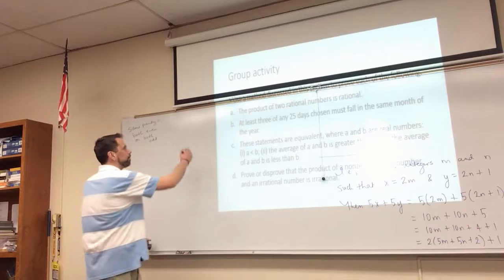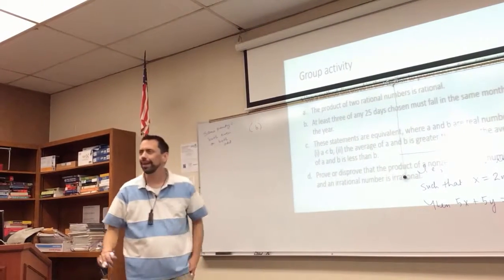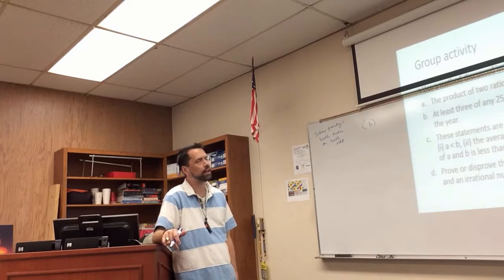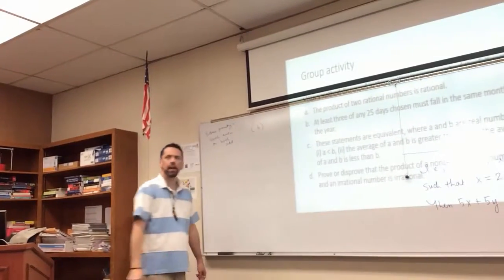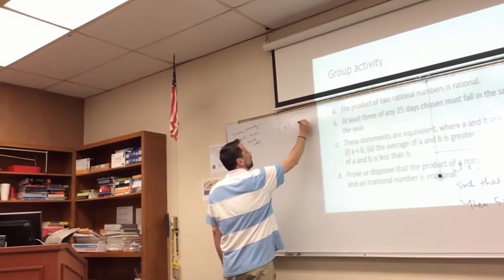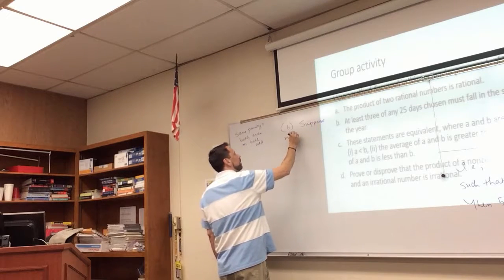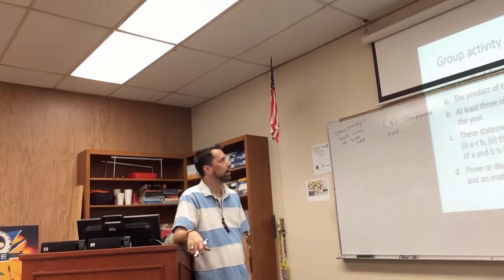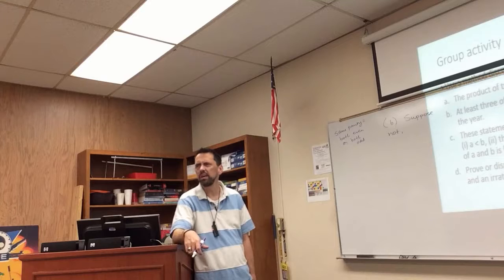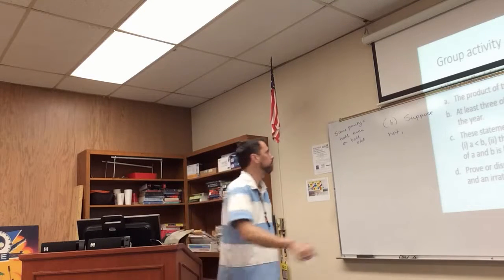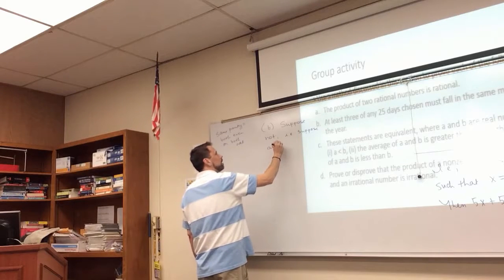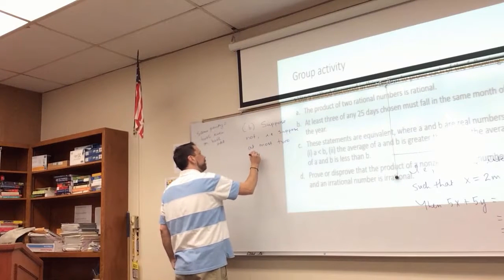Okay, so here's what I thought of for B. We're trying to prove at least 3 of any 25 days chosen must fall in the same month of the year. I was kind of thinking of a contradiction type thing. So here's what I was thinking: suppose not. Now let's think about what suppose not means. It is not the case that at least 3 of any 25 days chosen must fall in the same month. Well, if you don't have at least 3 of something, what do you have? You have at most 2 of something. I.e., suppose at most 2 days fall in any given month.